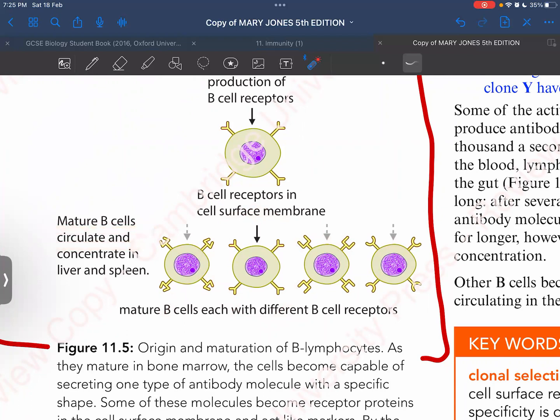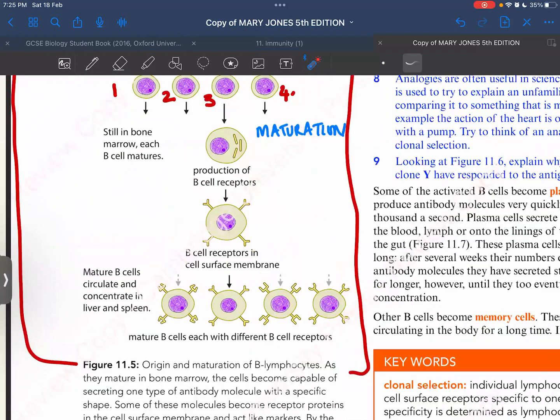Another thing, mature B cells, once they are mature in the bone marrow, will be released into the circulation. B cells will move around in the blood, and they will concentrate in the liver and the spleen. Okay? Any questions?